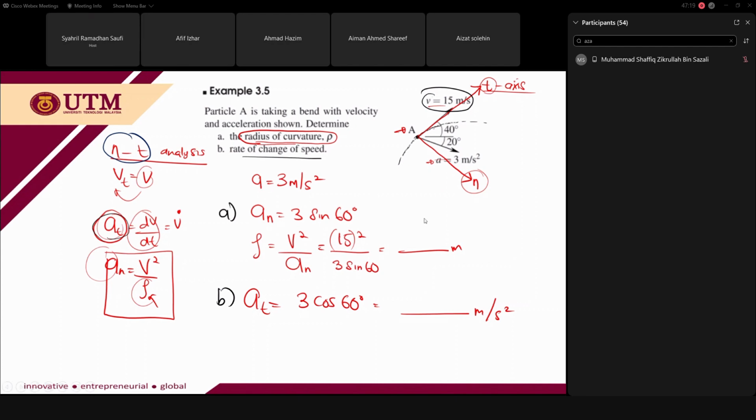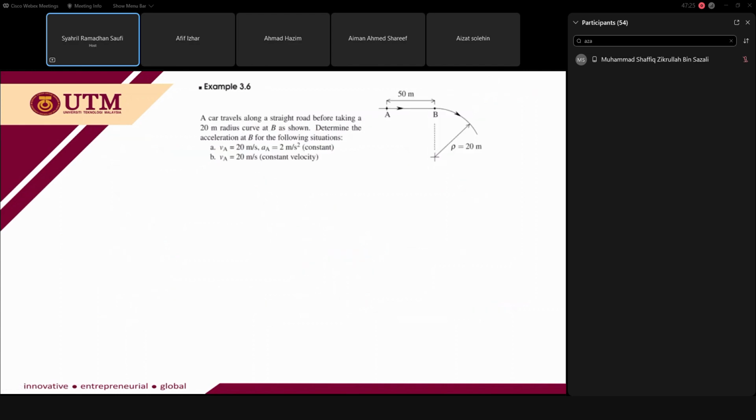Okay, so this is the basic example for MT analysis. Then we go on to example 3.6. Here a car travels along a straight road. There is a keyword there: a car travels along a straight road. So the keyword is straight road.